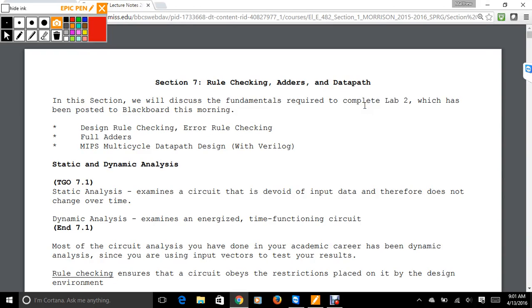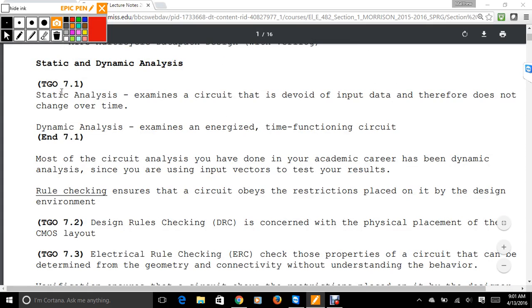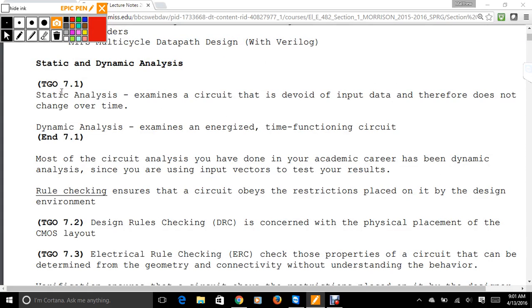Okay, so the stuff that I had you read over is this concept of design rule checking, and we've kind of alluded to it with Lambda design rules. So how do you actually use these tools to do this for you? The first one was static and dynamic analysis, where static analysis is you just test the circuit, and then with dynamic analysis, you actually are putting inputs into it.